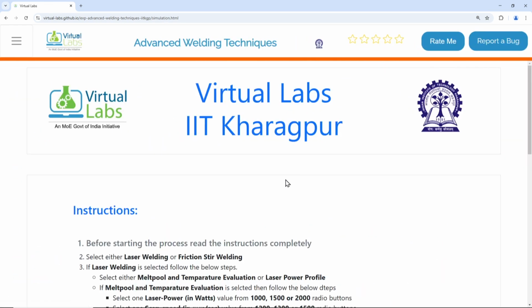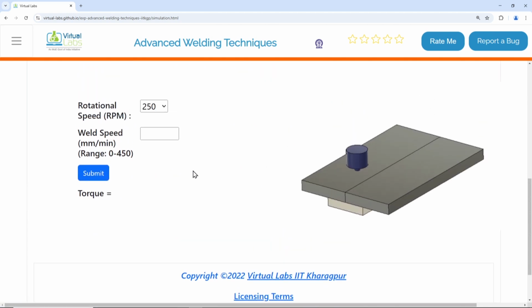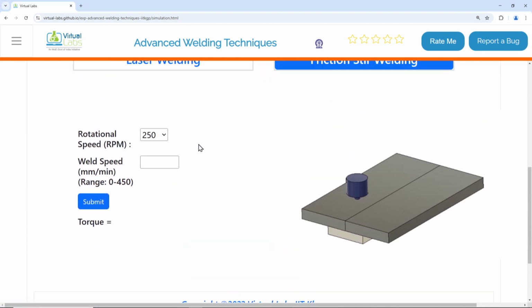Let me come to the simulation here. In the simulation, I will pick friction stir welding, and here I can pick different options from the given rotational speed, that is RPM 250, 500, 710, 1000 and 1400. This is the rotational speed of the motor. Then weld speed, that is the speed of the movement of the motor along the weld line.